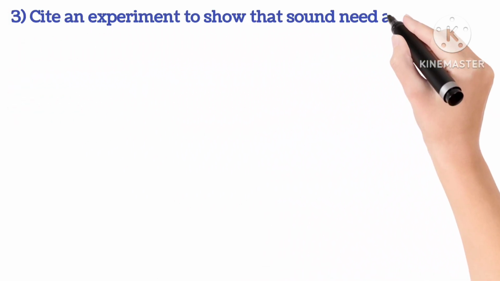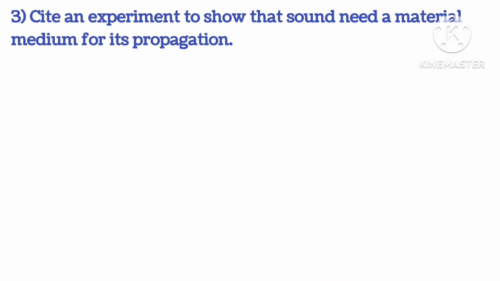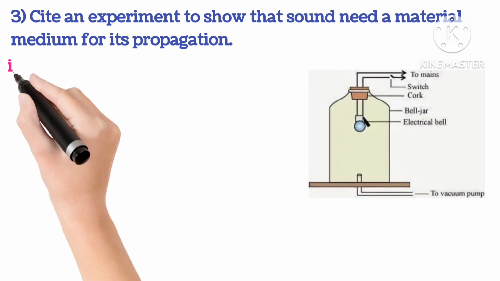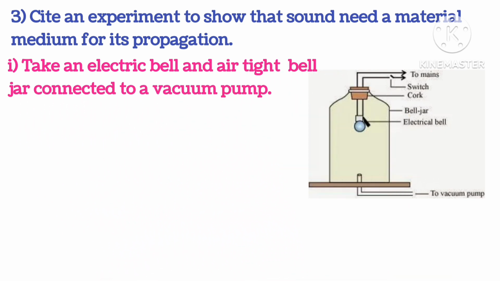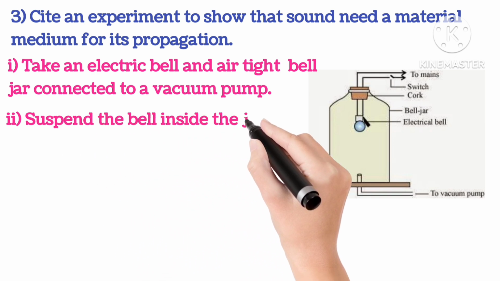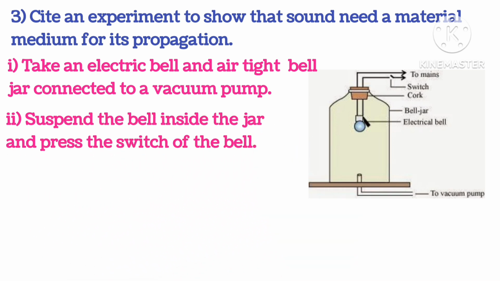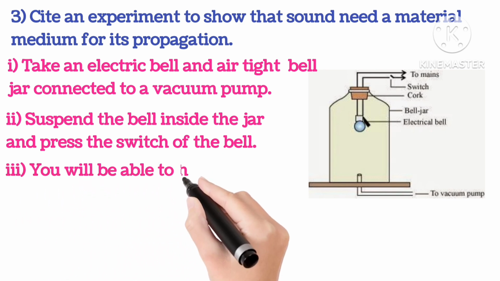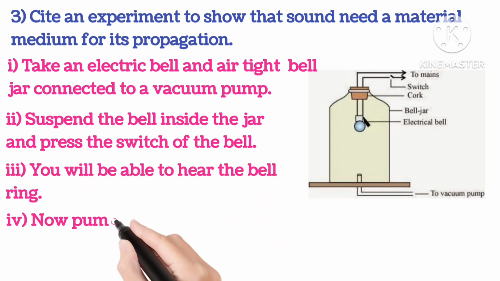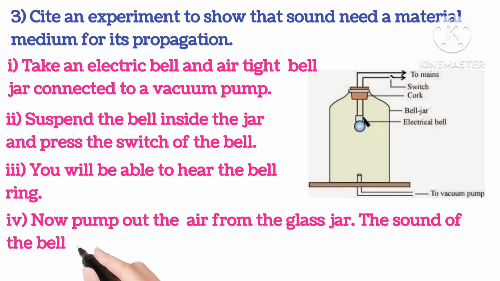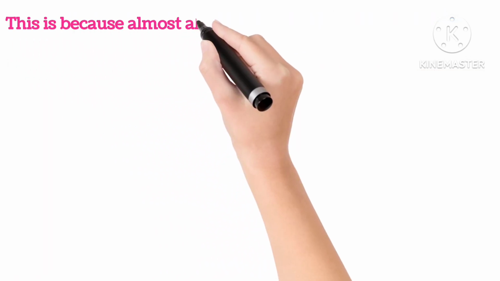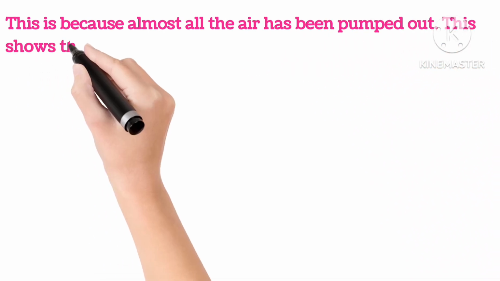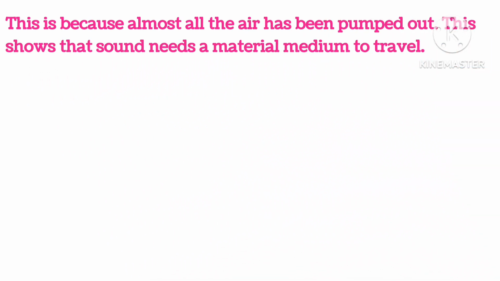Third, cite an experiment to show that sound needs a material medium for its propagation. So you can see the diagram here. You have to take an electric bell and an airtight bell jar connected to a vacuum pump. Then suspend the bell inside the jar and press the switch of the bell. You will be able to hear the bell ring. Now pump out the air from the glass jar. The sound of the bell will become fainter and after some time the sound will not be heard. This is because almost all the air has been pumped out. This shows that sound needs a material medium to travel.